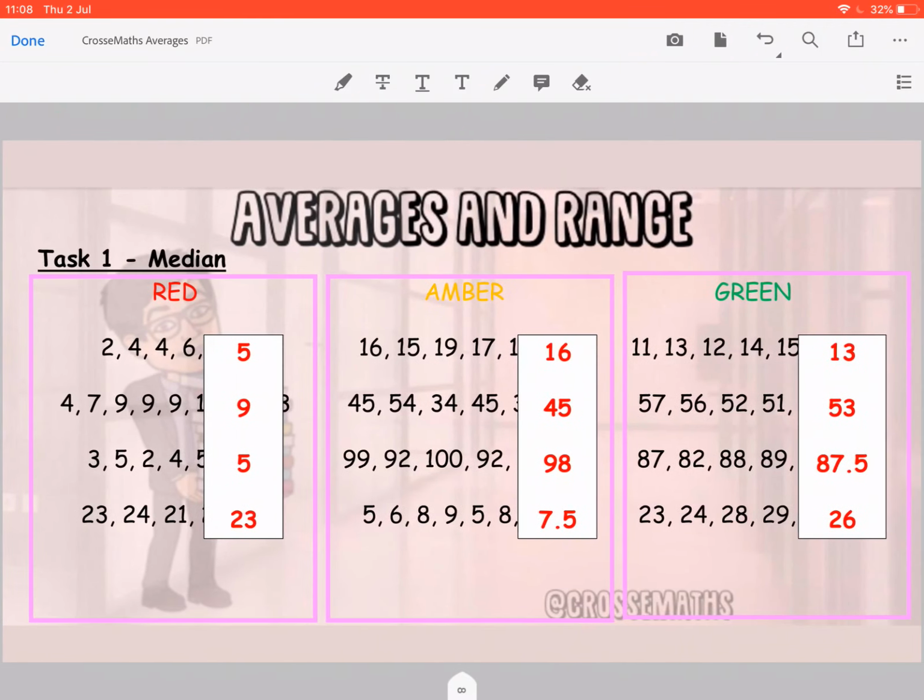Right, hopefully you're all done. The medians you should have got are these ones here. When it says 7.5 and 87.5, the trick is that you'll be left with two numbers in the middle, so an even amount of numbers. You've got to look at the two numbers, here 7 and 8 in the middle, and find what's exactly in the middle of them. You add them together and divide by 2. So the middle between 7 and 8 on amber 4 would have been 7.5.